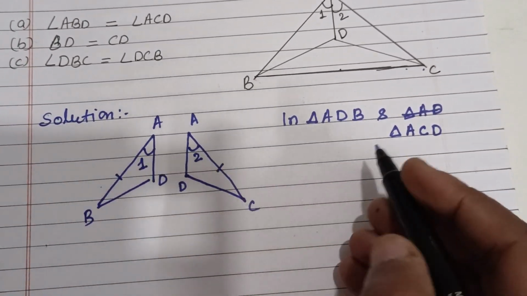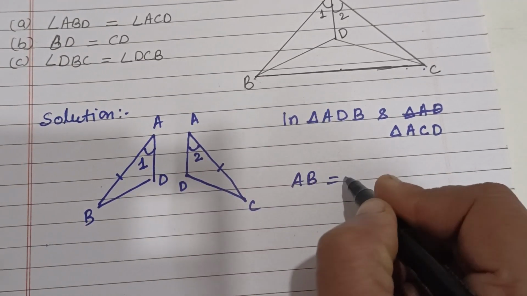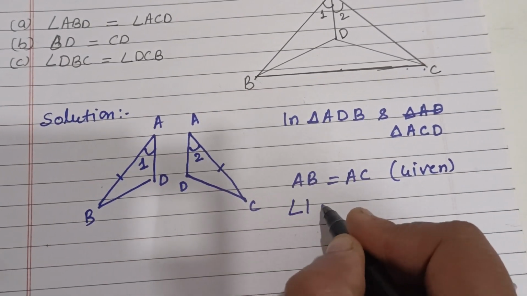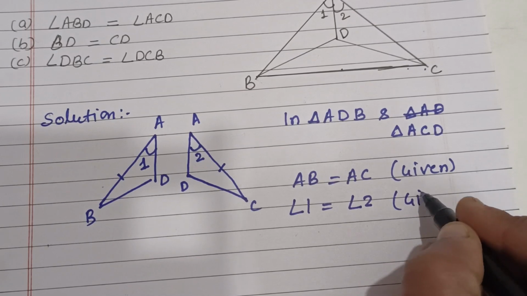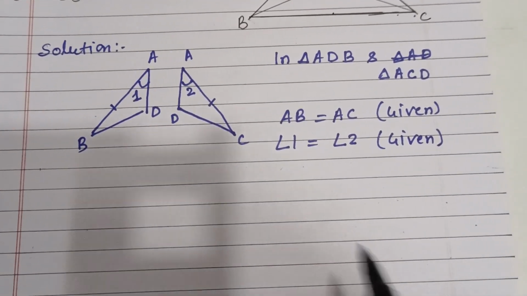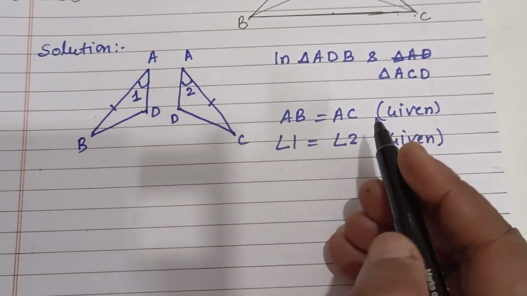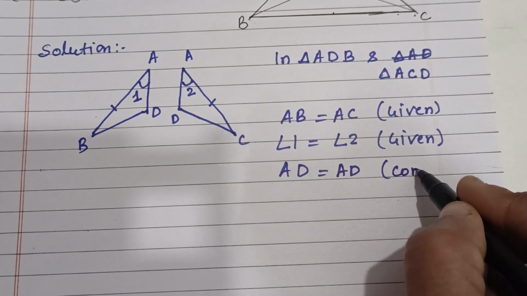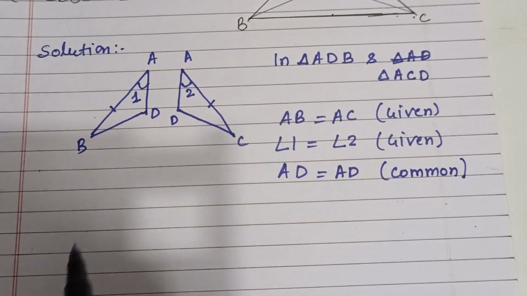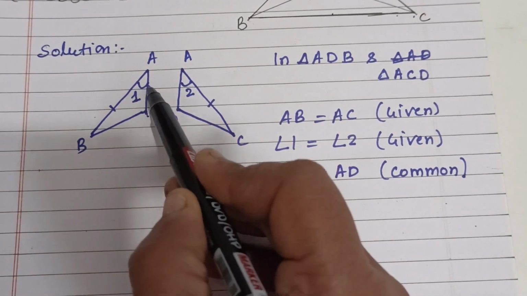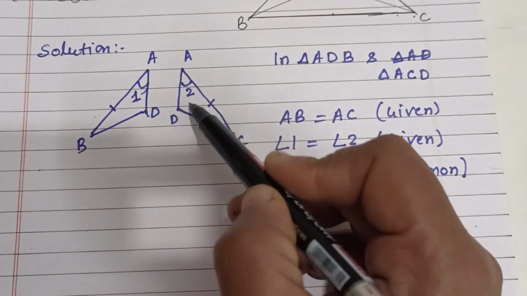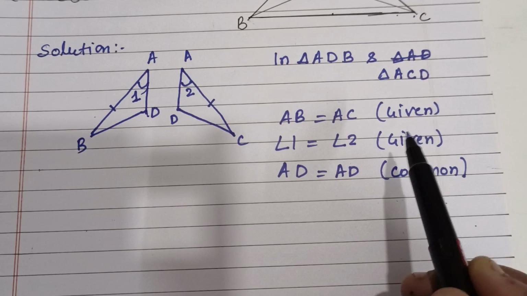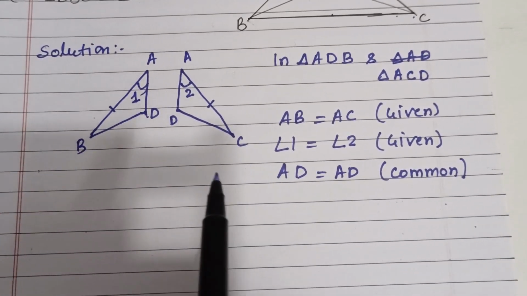What is the first pair which is equal? AB equals AC. How do we know? It is given. Now angle 1 equals angle 2. It is also given. So mention the reason. Now we can see AD is equal to AD. So mention that also. AD equals AD, that is common. Now we can see the two sides and the included angle are making a V here, and here also it is making a V. So the two sides and the included angle are equal, so we can apply SAS.